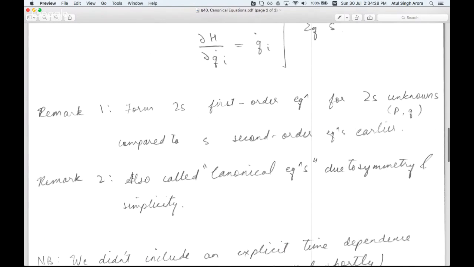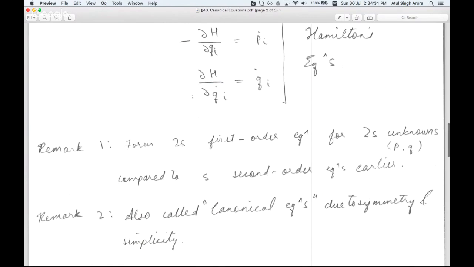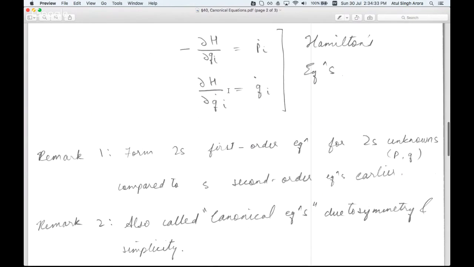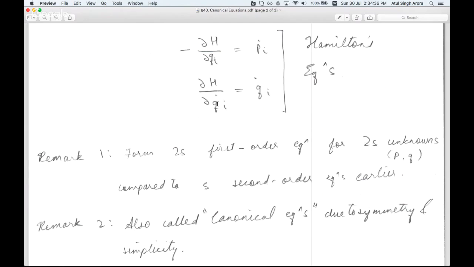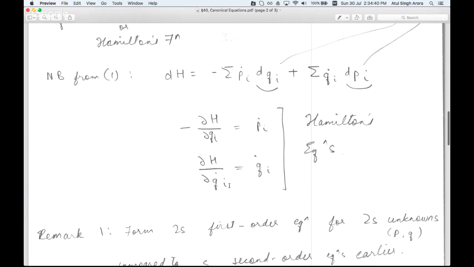And the other part is that these are also called canonical equations because they have an evident symmetry in Q and P. I think I made a mistake. It should be del H by del P here and not Q dot. So del H by del Q is Pi dot and del H by del P is Qi dot. Of course, there's a minus sign difference.